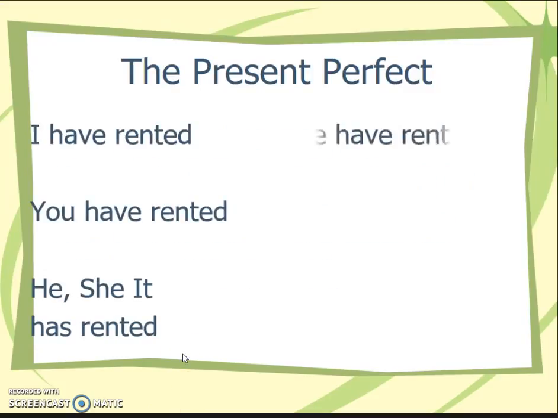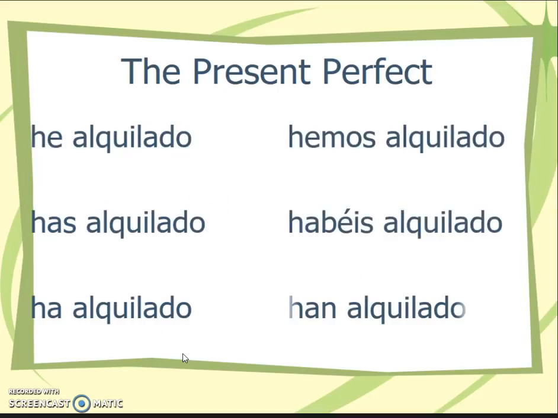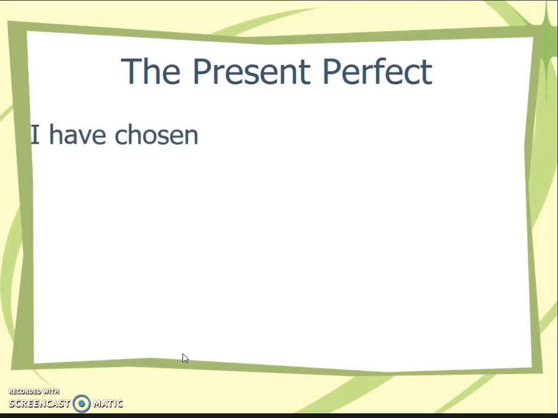Here's some examples of the present perfect. And in the slide that I just skipped over, it said that we use the present perfect in Spanish just like we use it in English. So just like in English, how we would say, I have rented a new apartment, in Spanish, I would say, he alquilado un nuevo apartamento. So same exact translation there.